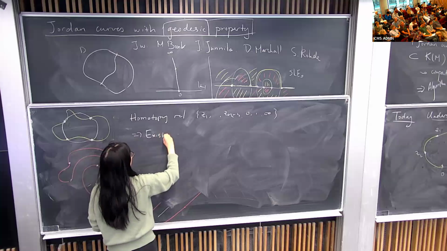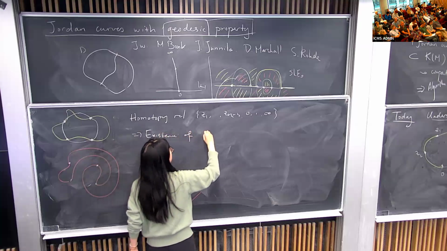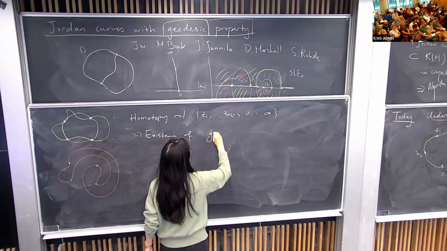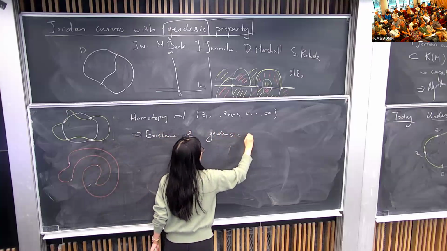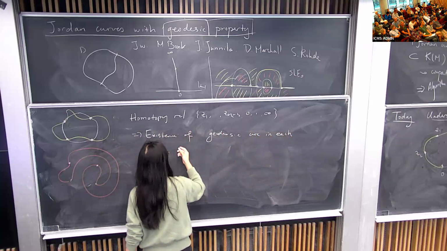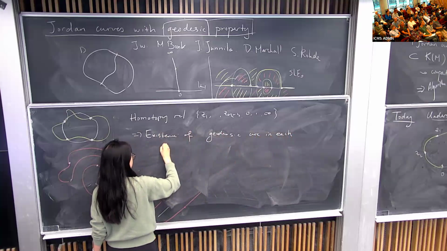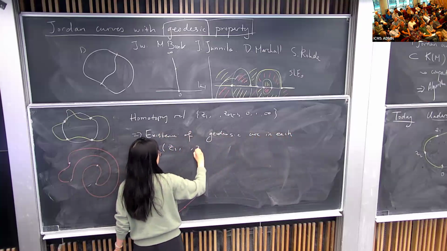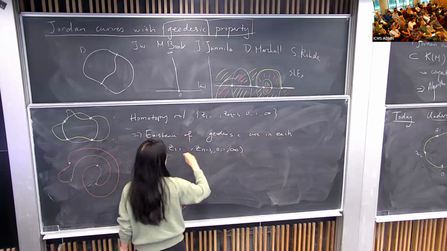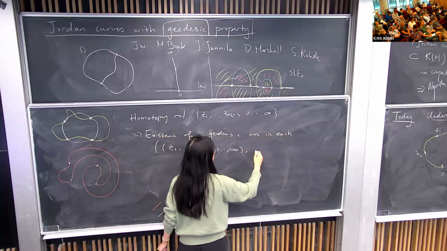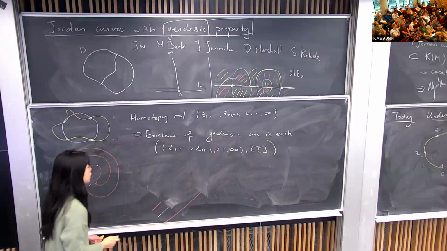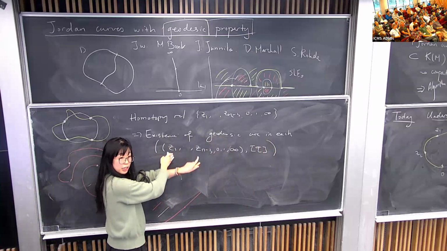existence of geodesic curve in each homotopy class. I will denote my homotopy class by this. So Z1, Zn minus 3, 0, 1, infinity. And also, I will just write this to say this is a homotopy class. So the homotopy can also keep track of the location of the points.